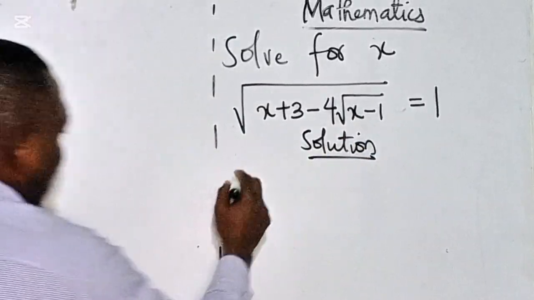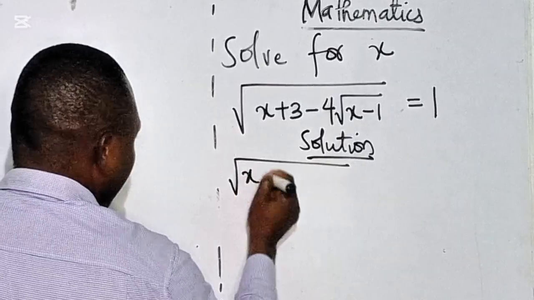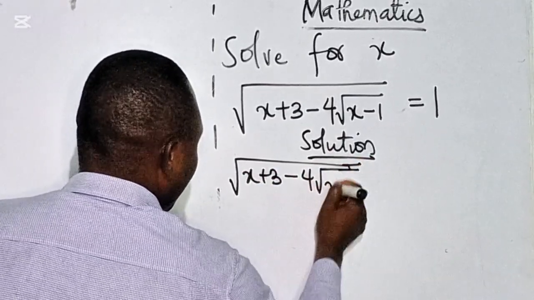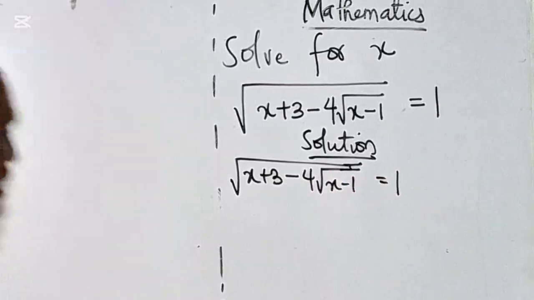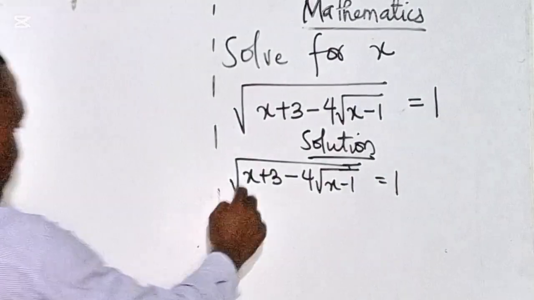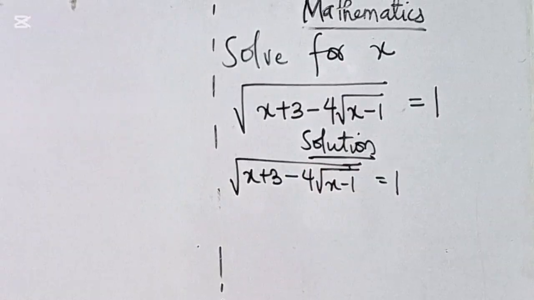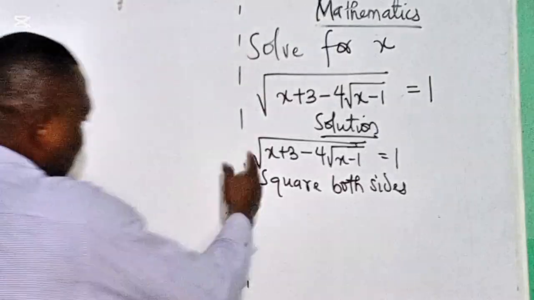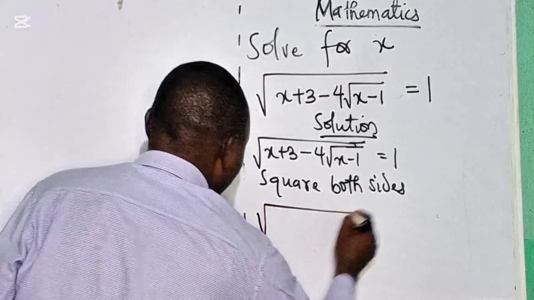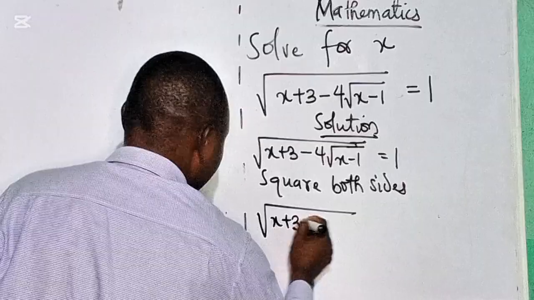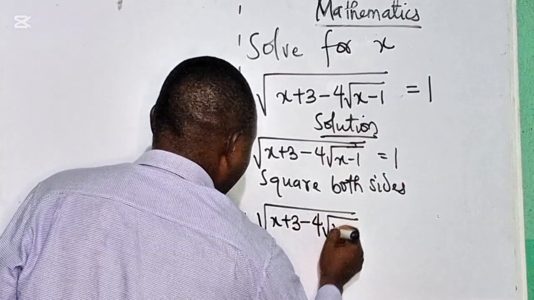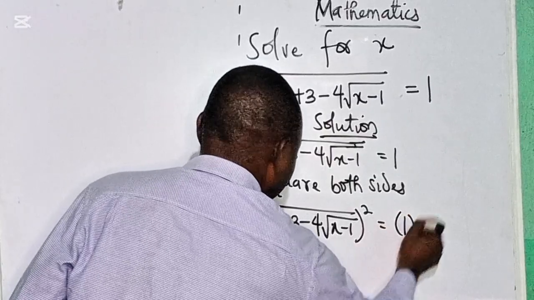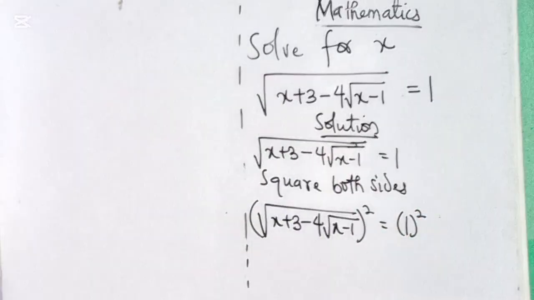Now let's write the question out. Square root of (x plus 3) minus 4 square root of (x minus 1) equals 1. Now, what is the first step? Remember, we have a bigger square root and then a smaller square root. So the first step here is to square both sides of the equation. Is that right? So it becomes square root of (x plus 3) minus 4 square root of (x minus 1), all raised to the power of 2, equals 1 raised to the power of 2. So I have squared both sides of the equation.